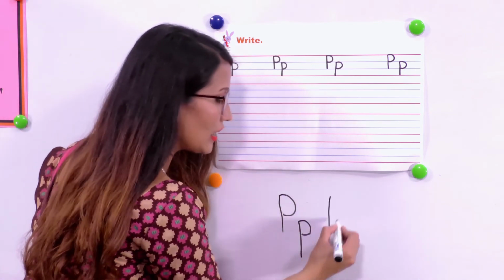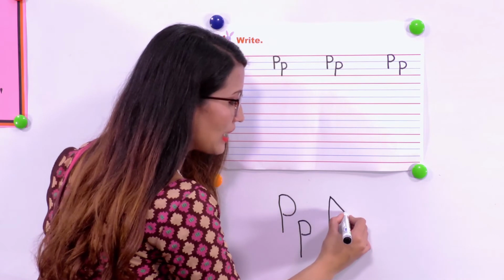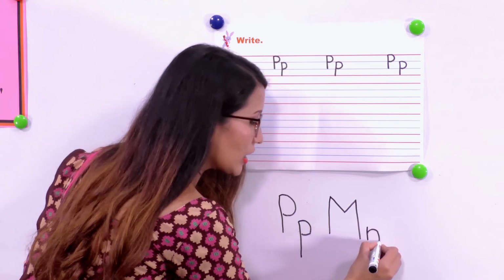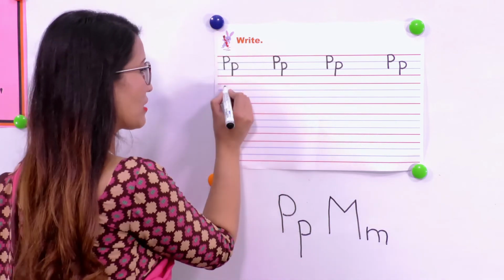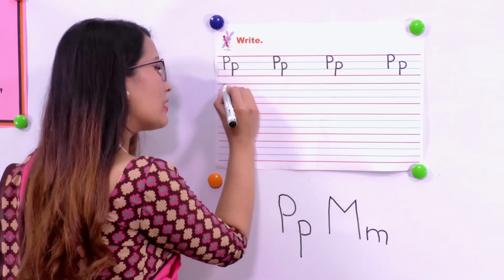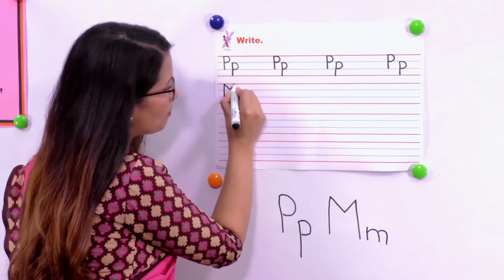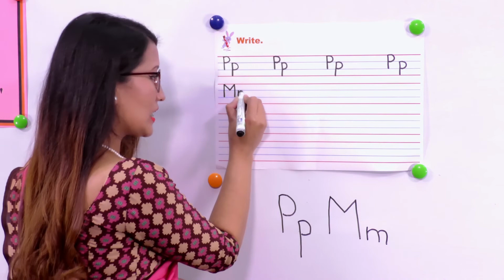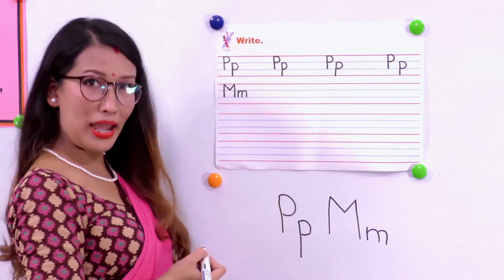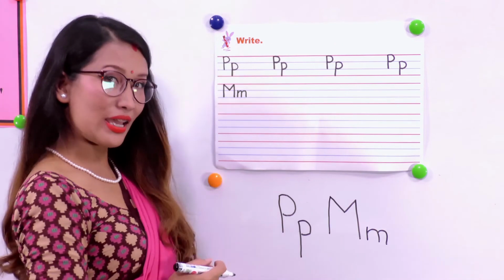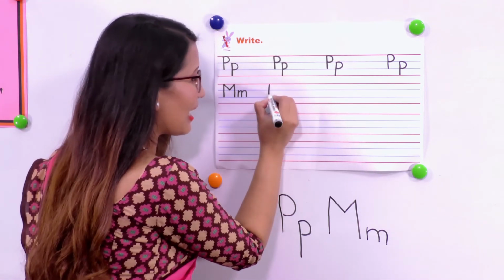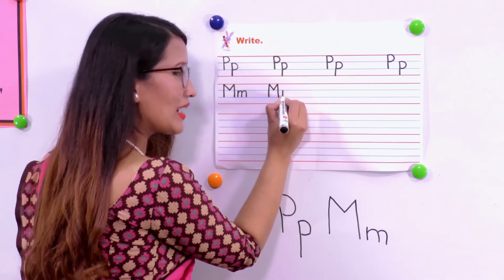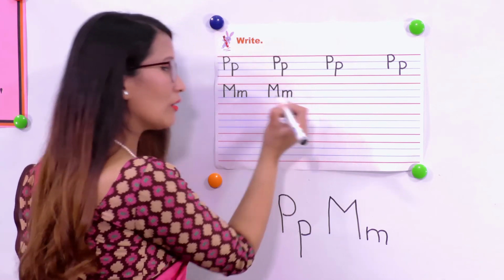We have already learned M. Standing line. Slanted line, slanted line, standing line. Standing line, curve and curve. Yes, let's write. Standing line, slanted line, slanted line up and standing line down. Standing line, curve, curve. M. One more time. Standing line, slanted line, slanted line, standing line. Standing line, curve, curve. Yes.